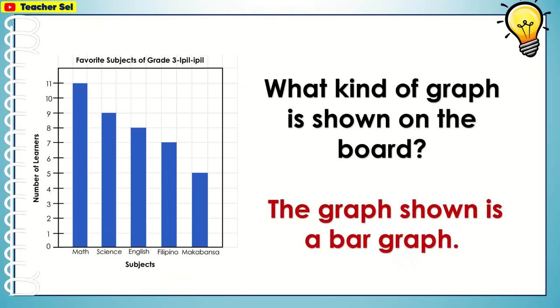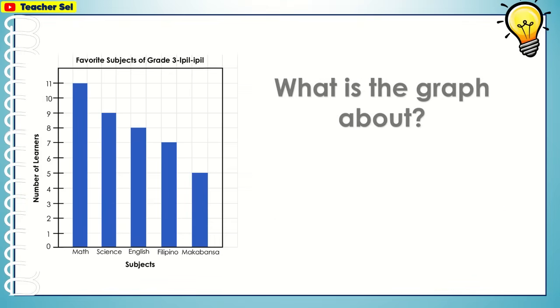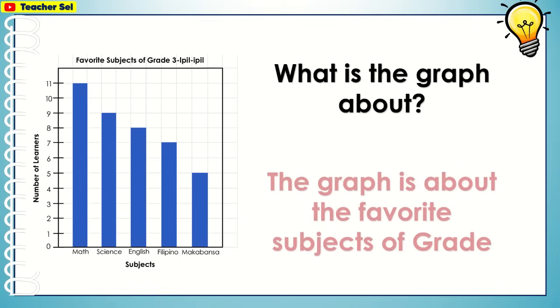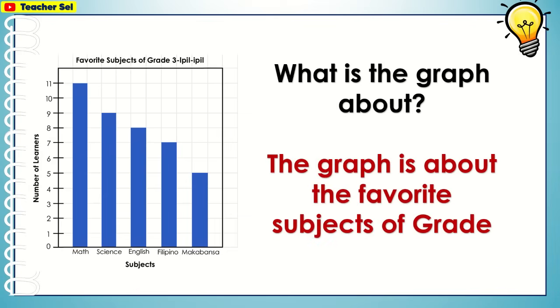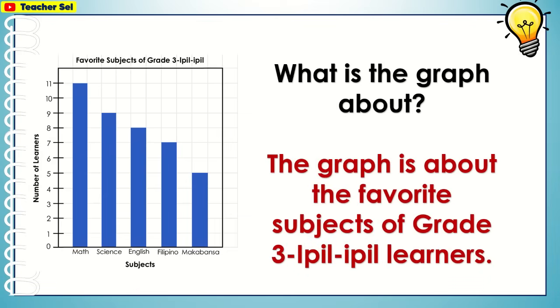What kind of bar graph is shown on the board? The graph shown is a bar graph. What is the graph about? The graph is about the favorite subjects of grade 3 EPIL learners.